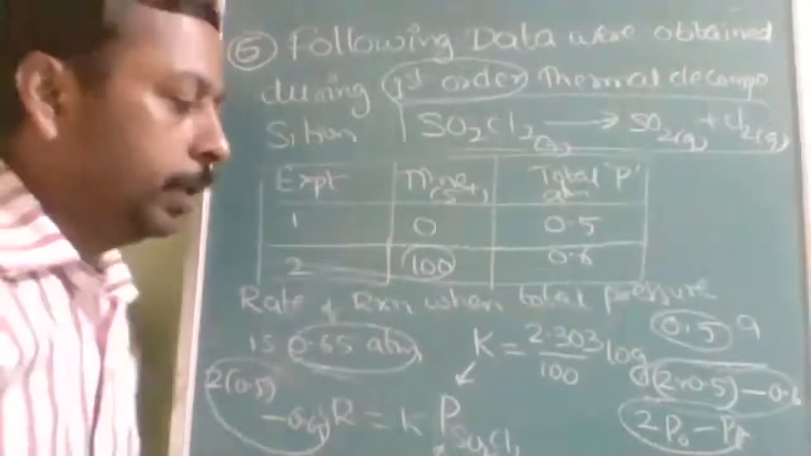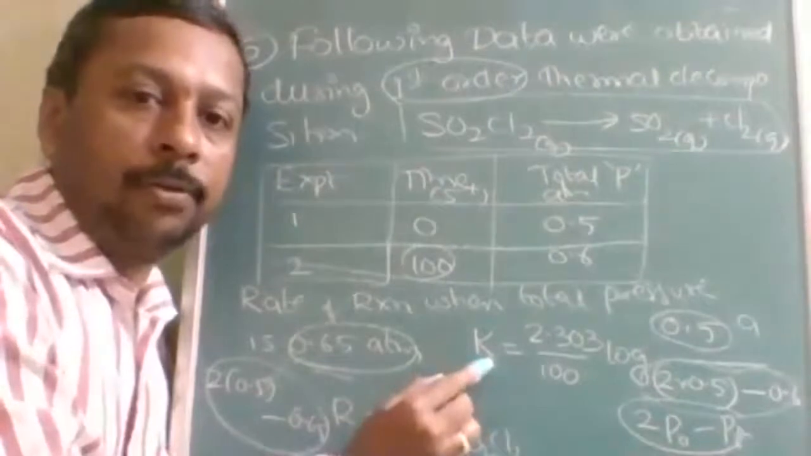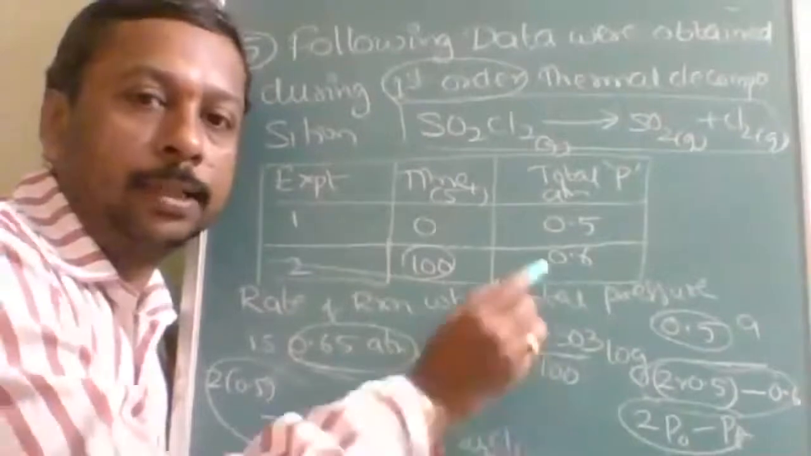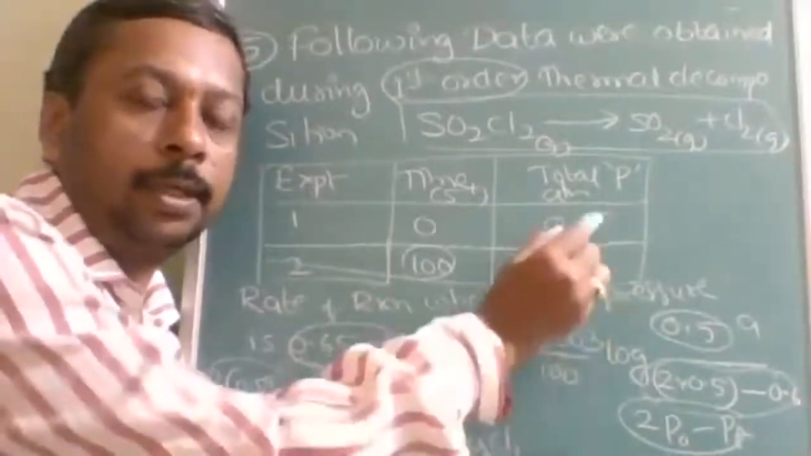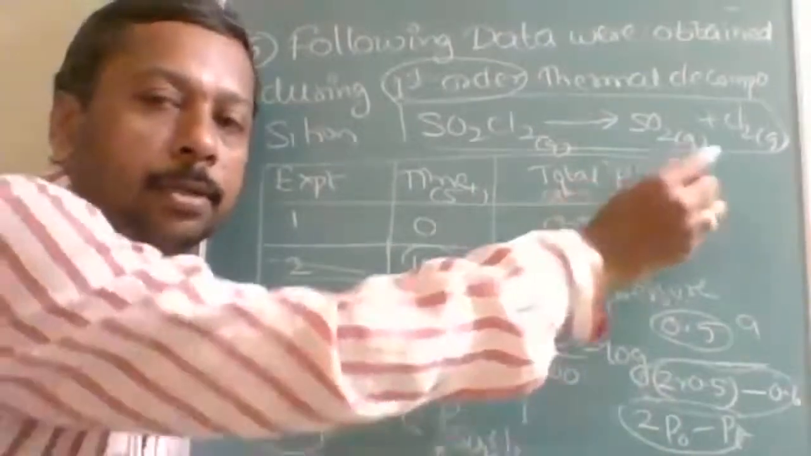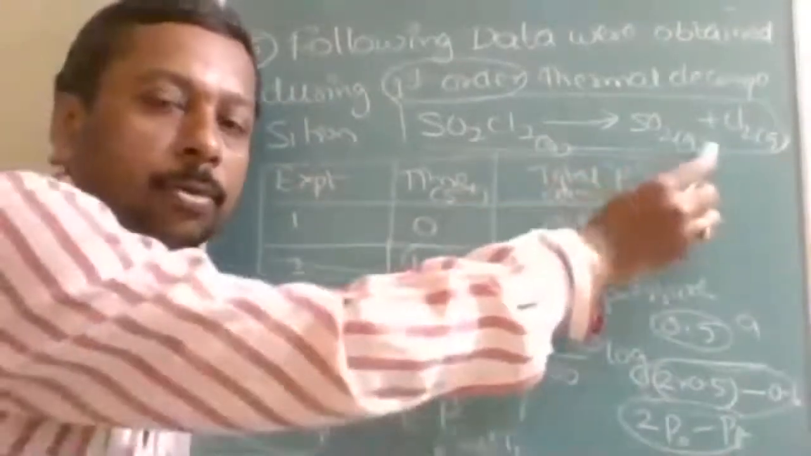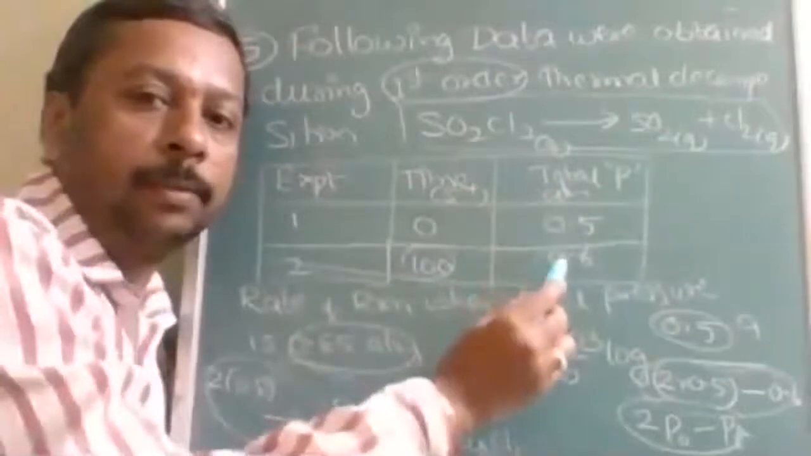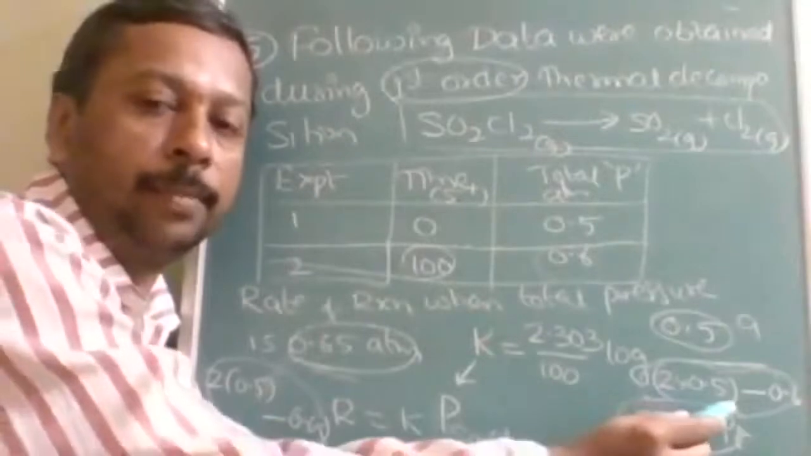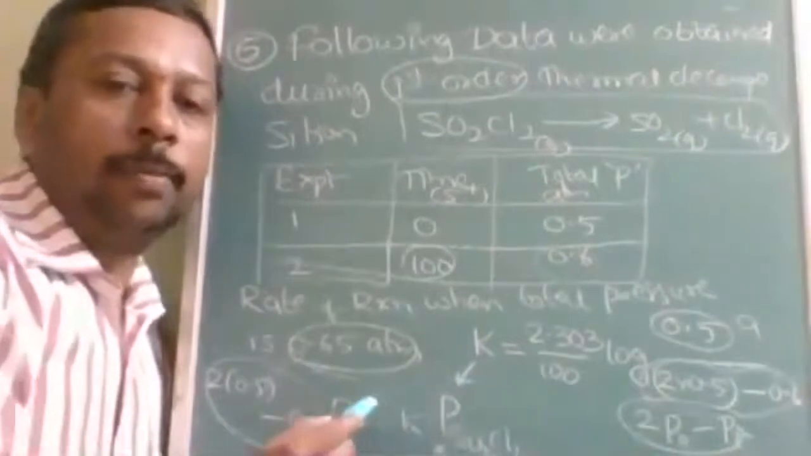So listen carefully. First, by using the first order kinetics formula, we have found the K value. K is equal to 2.303 upon t. t is what? 100 seconds. Log a is what? 0.5. a minus x: out of this, this is converted to SO2Cl2. 0.6 is not only SO2Cl2. It is pressure of 2 moles of this one, and leftover will be this one. So that is 2 into P naught minus Pt, 2 into 0.5 minus 0.6. With that you will get the K value. And the K value you will put here.